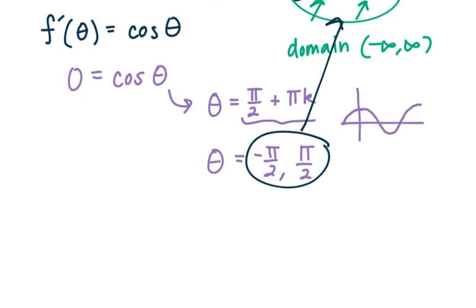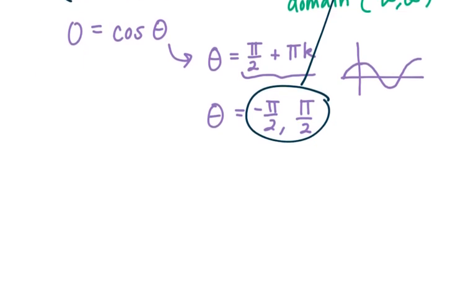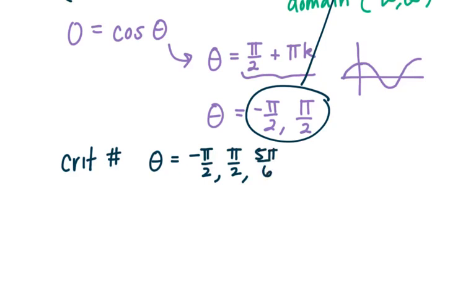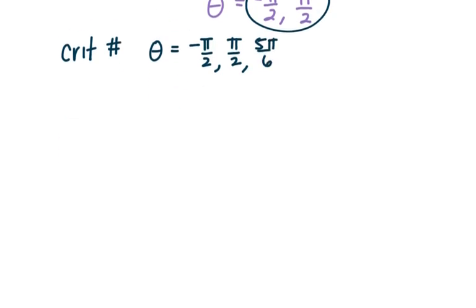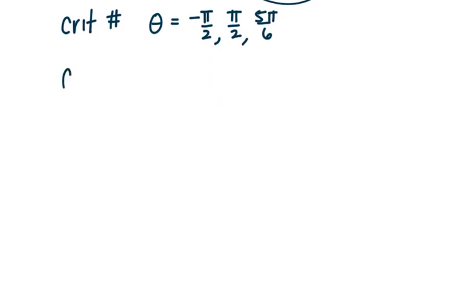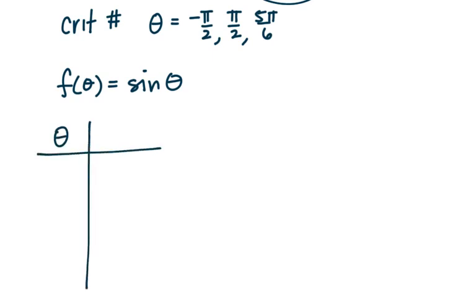So I'm going to take my critical numbers, and in this case, I have 3. I have the 2 endpoints of my domain, and then one value that is in between them. My critical numbers are theta equals negative pi over 2, pi over 2, and 5 pi over 6. And I'm going to take them and test them in my original function. So we started with f of theta is sine theta. I want to know where the absolute max and the absolute min occur for this function.